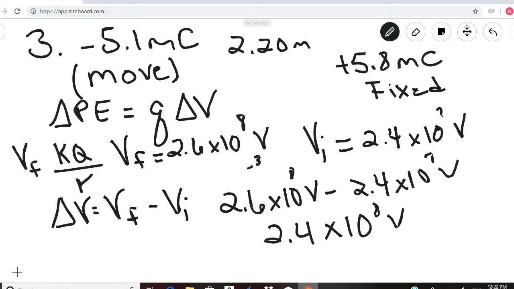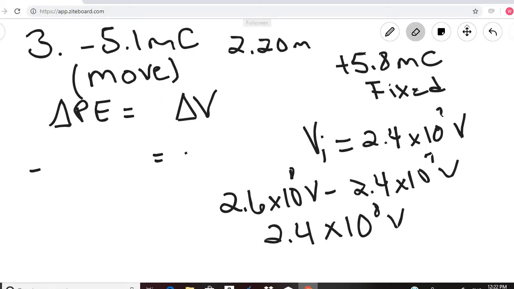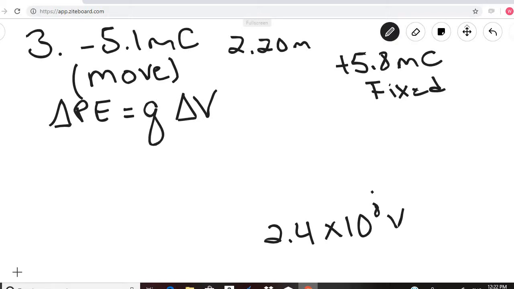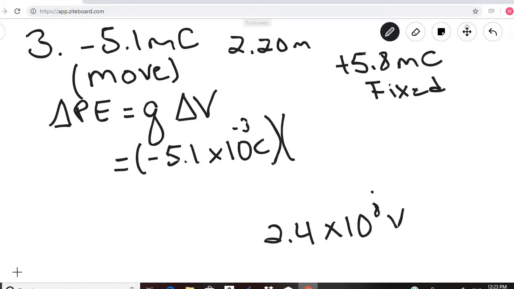Okay, so now we have everything that we need to calculate the change in potential energy. So the change in potential energy is equal to Q delta V. So Q, which is the charge that is free to move, is negative 5.1 times 10 to the negative 3 coulombs, and we will multiply that times 2.4 times 10 to the 8th volts, which is a Newton meter over a coulomb.